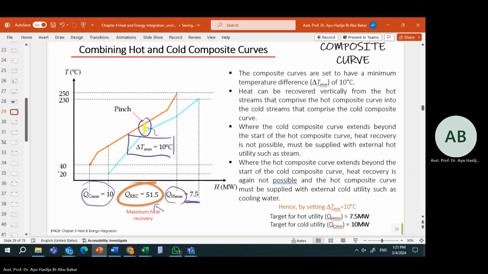Okay. So the difference here is your QC min. The difference at this part is your QH min. Hot utility you need to supply 7.5. Cold utility, the minimum is 10. Okay. Any question?